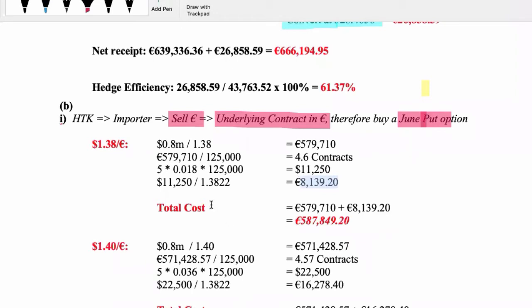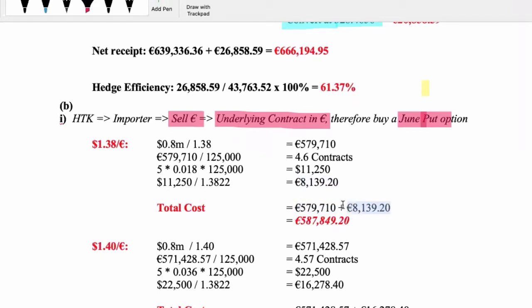So what's our total cost? Okay, it's a cost to us. We're not receiving it, unlike the exporter. It's costing us. This is a scenario. If we were to exercise at the strike of 138, this is what we have to pay. And this is a premium you also have to pay.